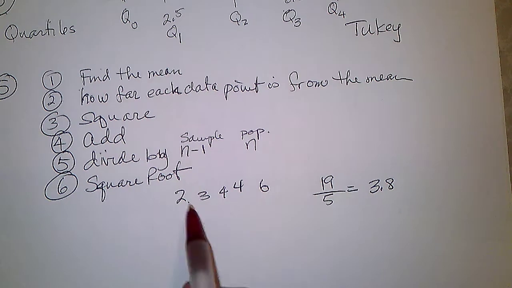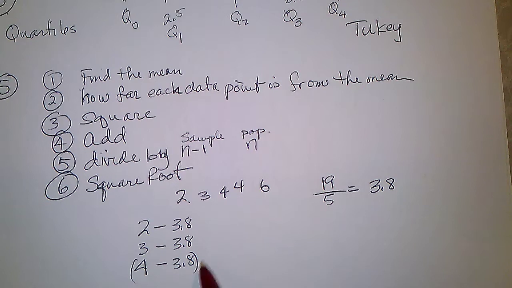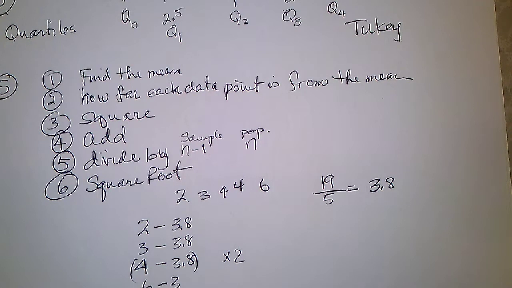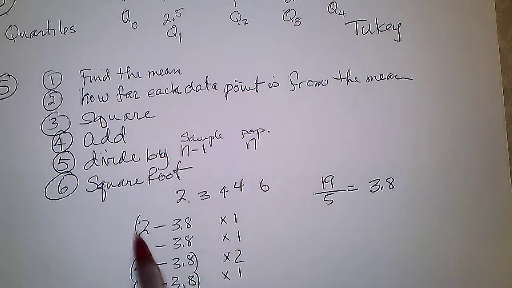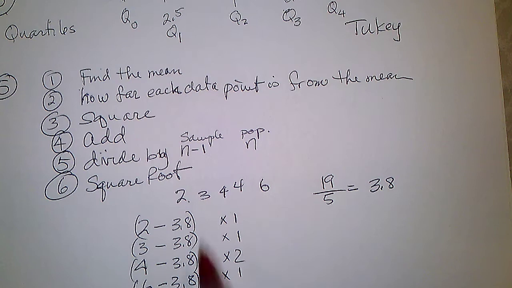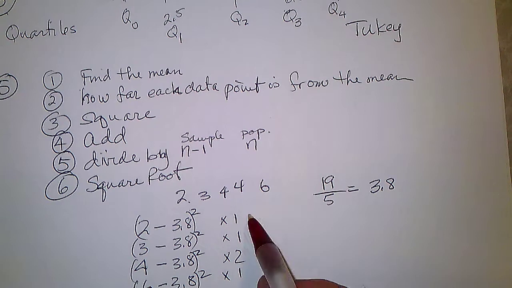Then we take each number, 2, and subtract 3.8. 3 subtract 3.8. 4 subtract 3.8 twice, because we got that one twice, so we're going to take it times 2. And 6 minus 3.8. This one we have once. This we have once. And this we have once. But before we do that, we square each of these, multiply by these, and get some numbers here.